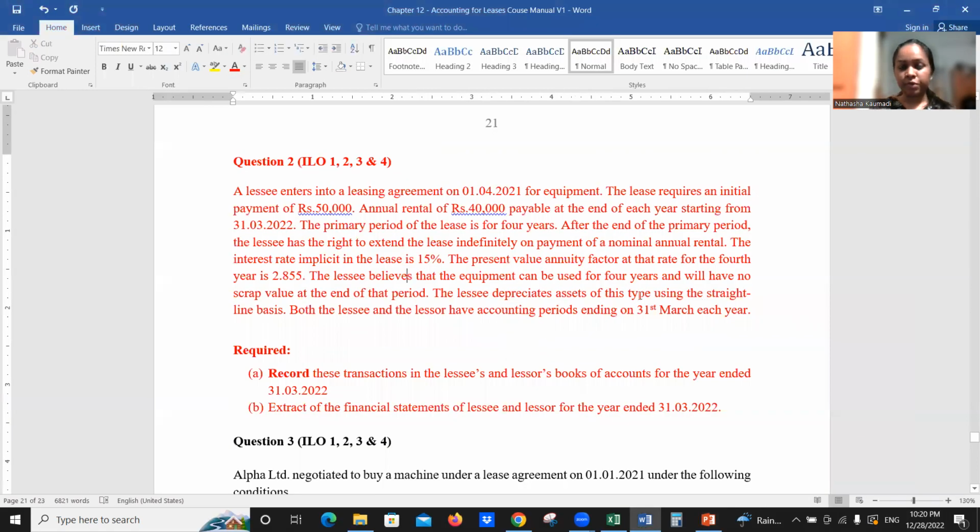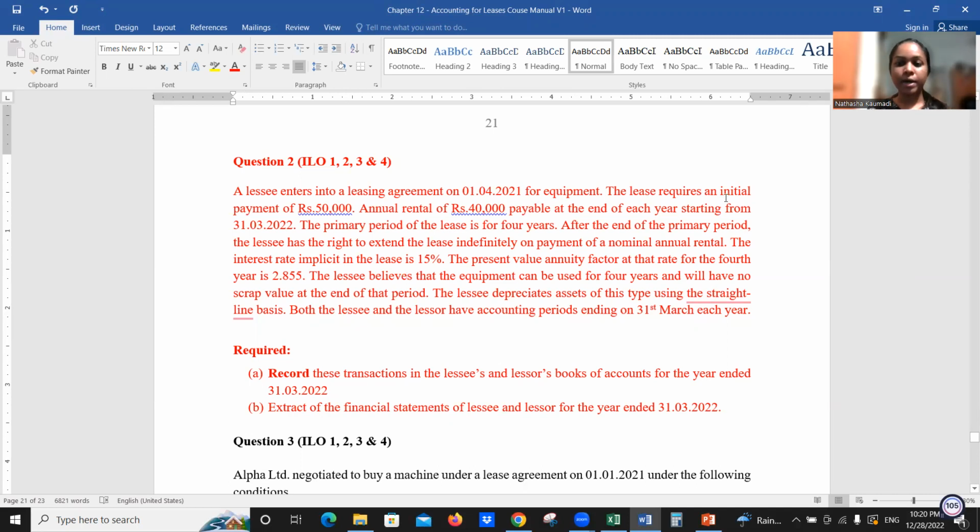So if in the question that commencement date is not separately given, usually you take that date as the date of entering into the leasing agreement. In this question, we have the date of entering into the leasing agreement, that is 1st April 2021.